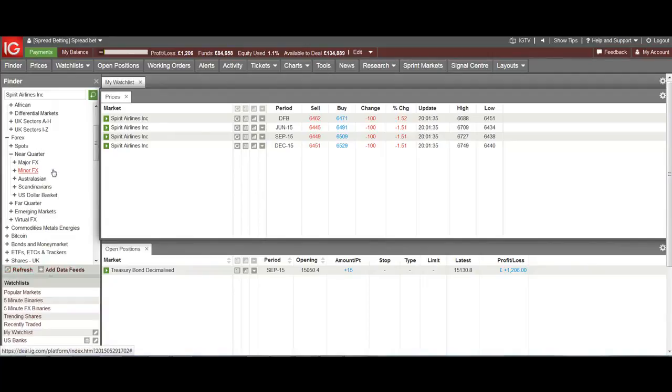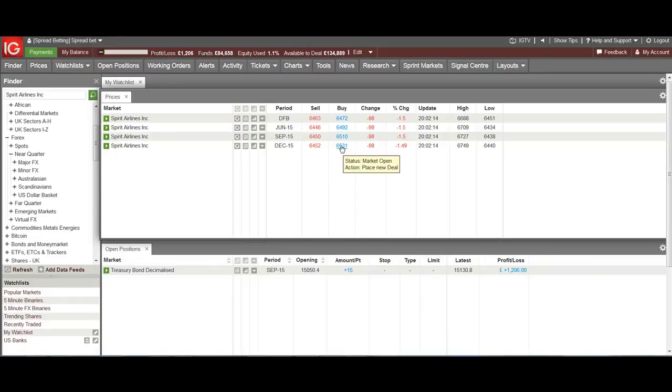Let's have a look at actually placing a trade. So let's stay with Spirit as we're here. If I want to buy, I click on buy. If I want to sell, I click on sell. The difference between the two prices is the spread, which is obviously their profit margin. So let's say I want to buy to go long.